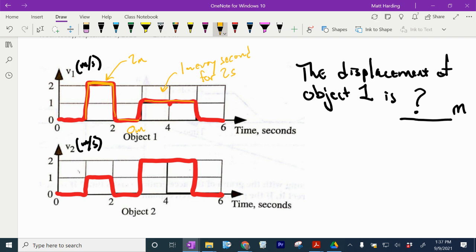Okay. Anybody else have a different way of explaining that? Arrive at the same answer, 4 meters, or that's what everybody did? That's what everybody did? All right.